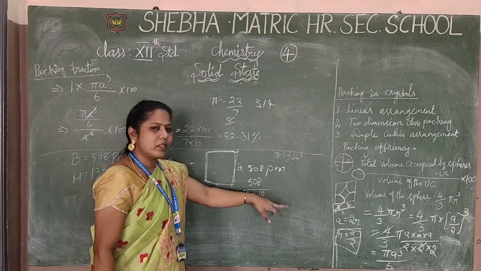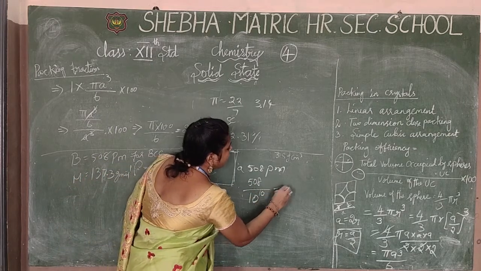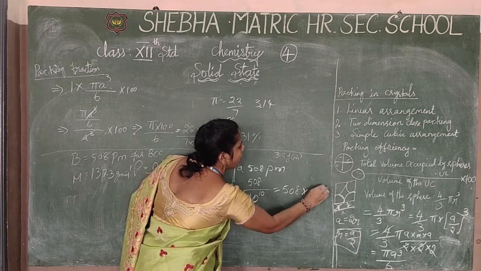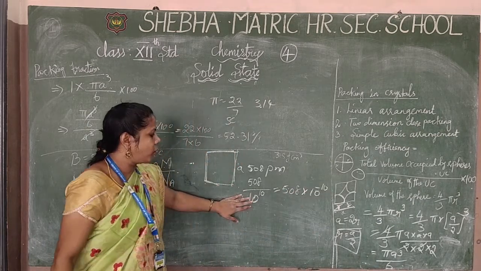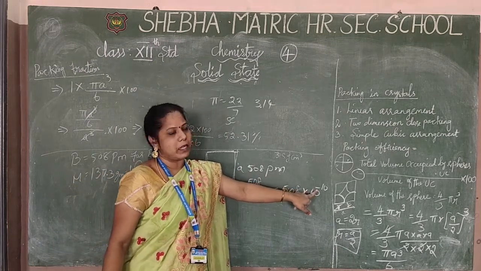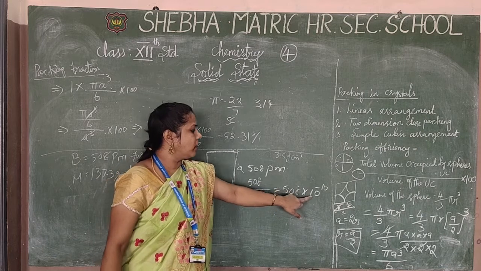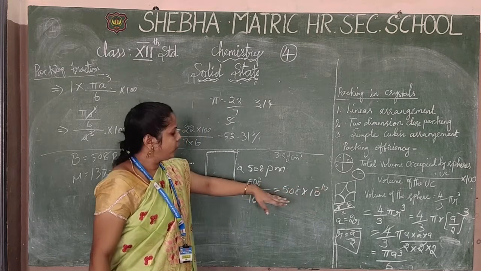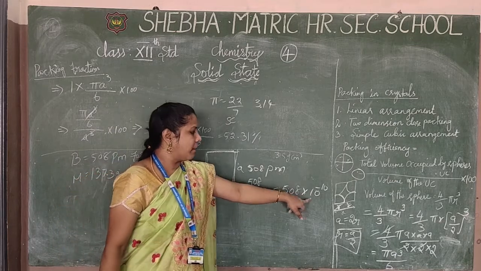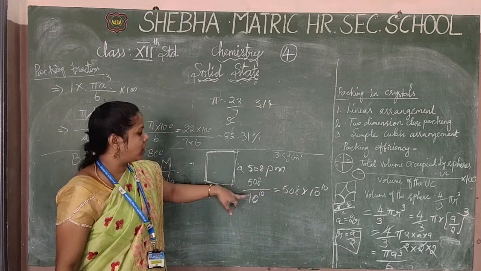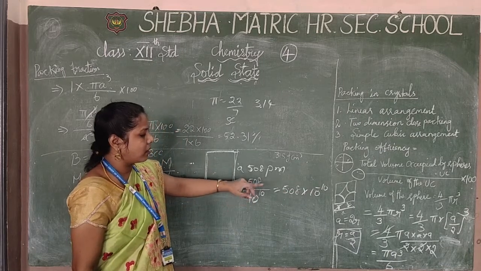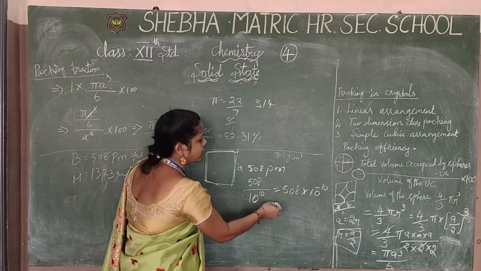So I am going to simplify these steps. 508 into 10 to the power of minus 10. In the division, the power comes to this side and you get the minus sign. So 508 into 10 to the power of minus 10. If you know those mathematical terms, you can find out how it will come. You have to know those mathematical terms to know how the minus comes. Sorry, it is in the denominator, so the power changes to minus 10.